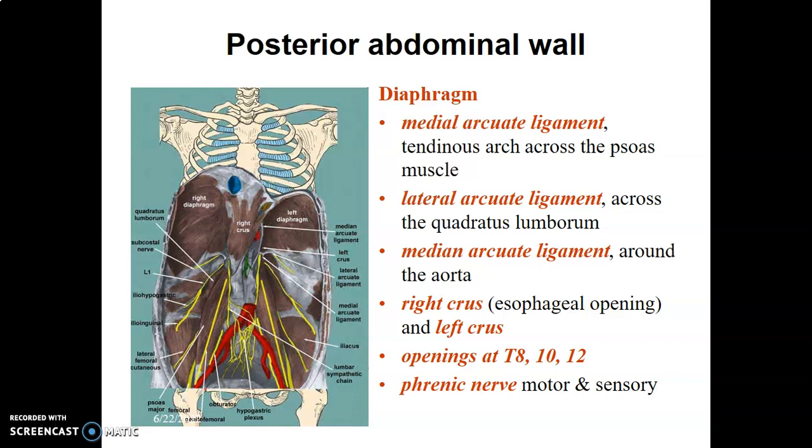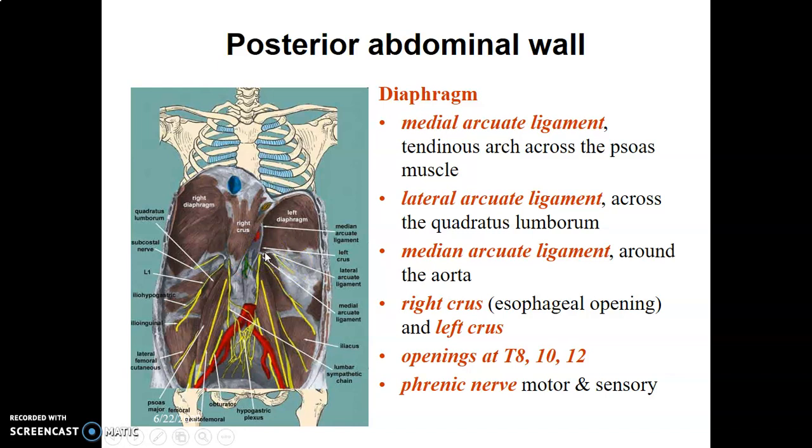So the diaphragm, again, this is the diaphragm here, a musculotendinous structure that separates the thoracic cavity from the abdominal cavity. It has lateral and medial arcuate ligaments. This is the medial arcuate ligament from psoas major and the lateral arcuate ligament from the quadratus lumborum. Then we have a median arcuate ligament that is found around the aorta. So median, then medial from psoas, then lateral from quadratus lumborum.